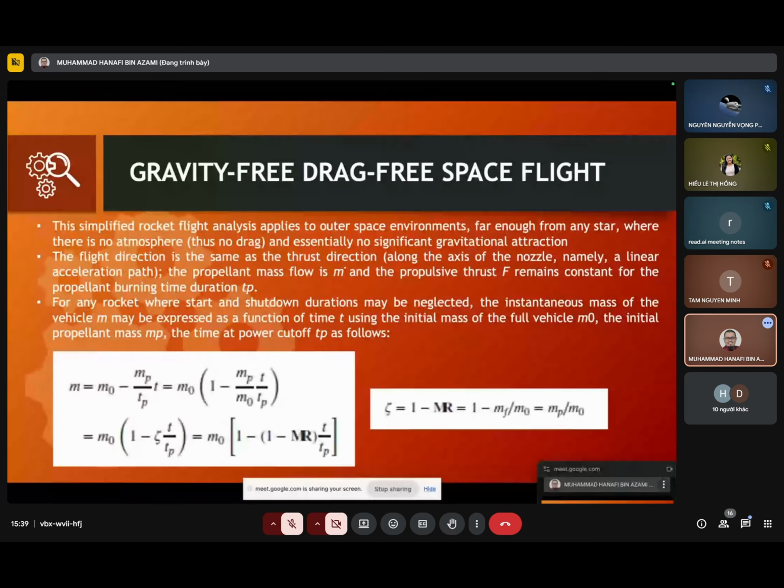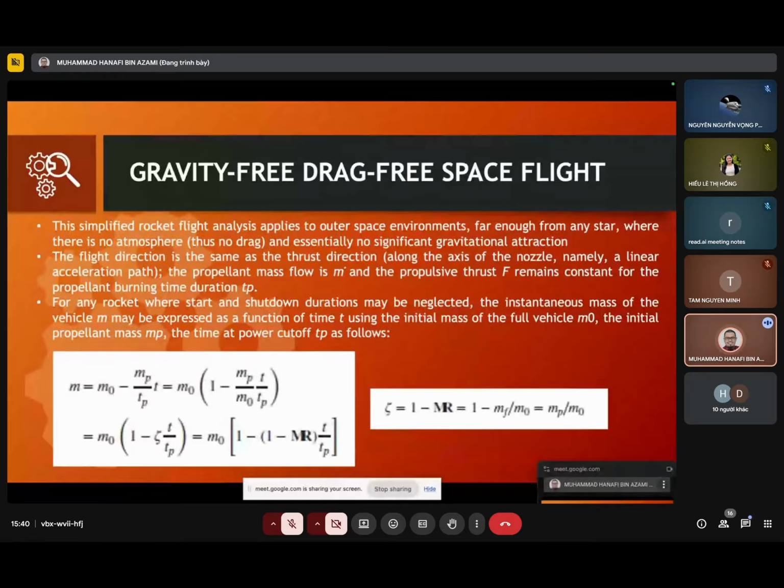To simplify to an outer space environment, it must be far enough from any star, because when you have a star, you have planets nearby, and they actually pull you. They have a gravitational pull, because the gravitational force depends on the mass of the matter. So when you have two bodies, for example the Earth and the Moon, it's actually a three body problem, where there's no atmosphere, there's no drag, and essentially no significant gravitational force.